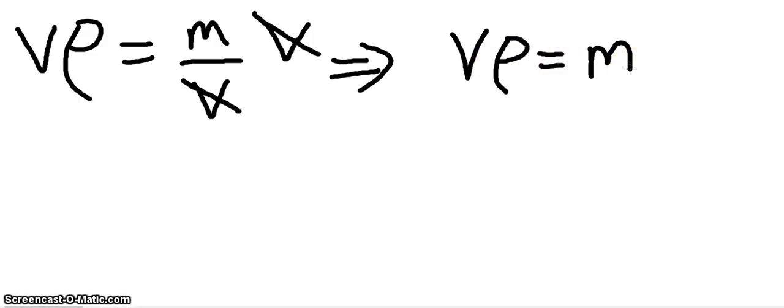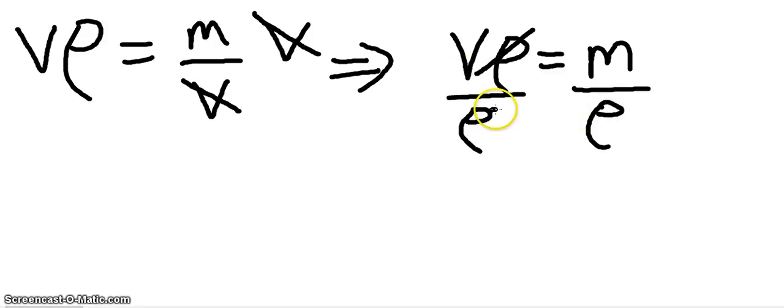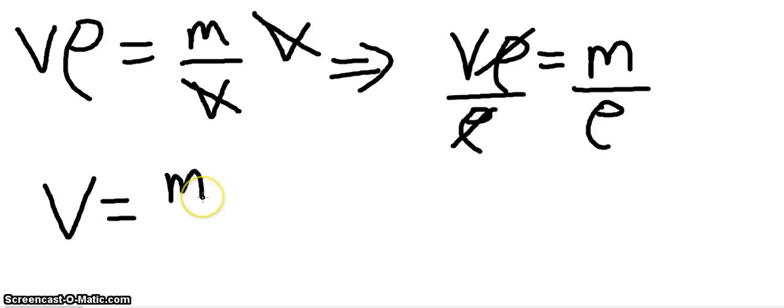Alright, but we're not done here. We still have to get rid of this density. It's got to be V equals something. Since the density rho is in the numerator, I'm going to divide both sides by rho. Remember, what I do to one side I have to do to the other. Of course, I can cancel the rho on this side. Now let's clean up the equation. It becomes: the volume is equal to the mass in grams divided by the density in grams per cubic centimeter. Let's just put in our numbers.